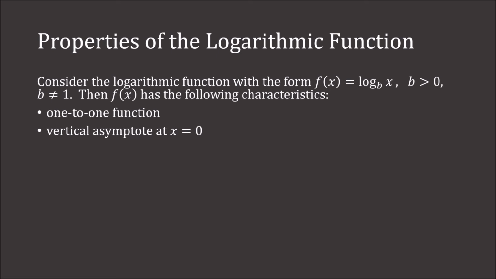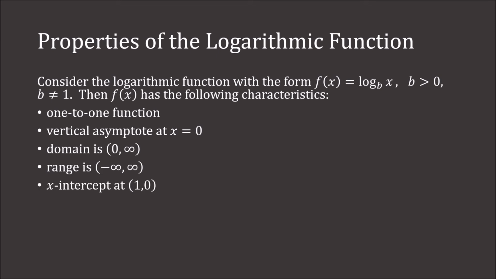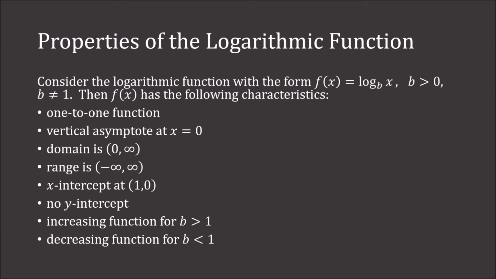We already looked at domain and range. Domain is the set of all positive real numbers. Range is the set of all real numbers. It's going to have an x-intercept at (1, 0). It will not have a y-intercept. It's an increasing function if b is larger than 1, and it is a decreasing function if b is less than 1.